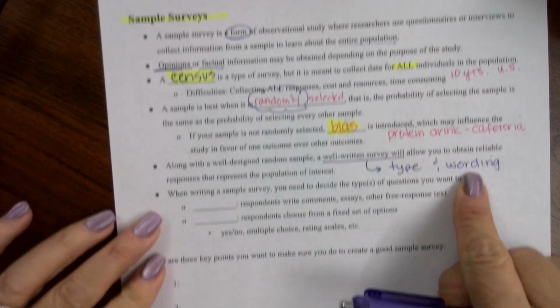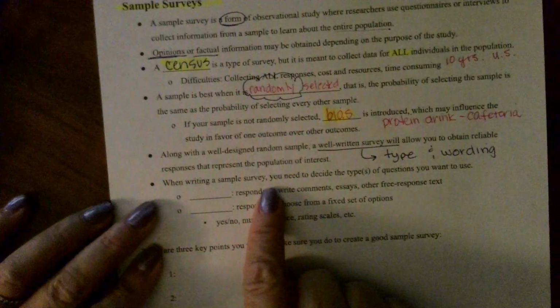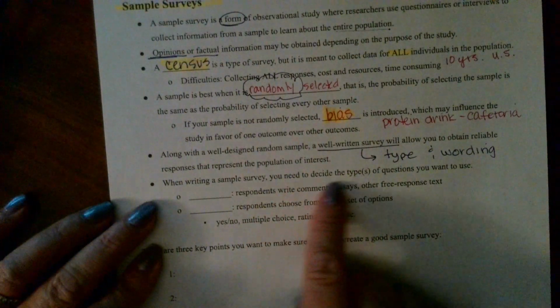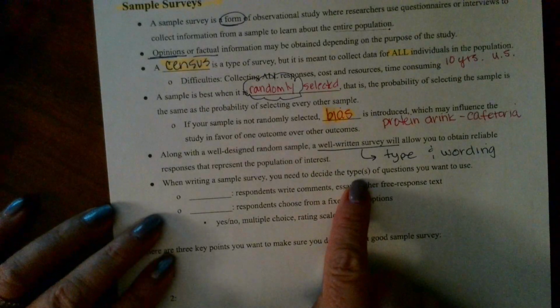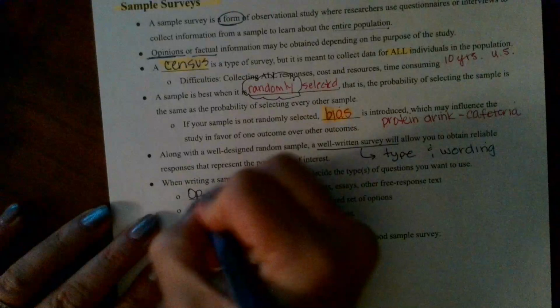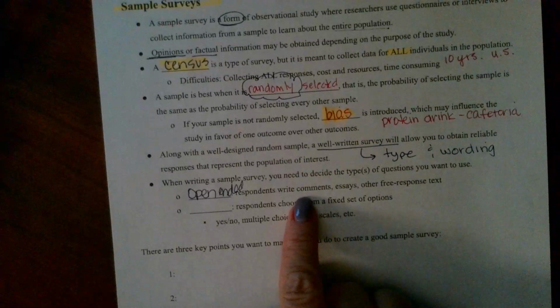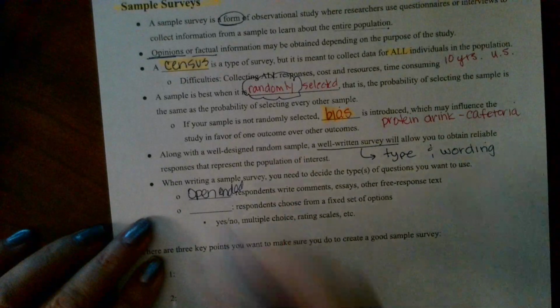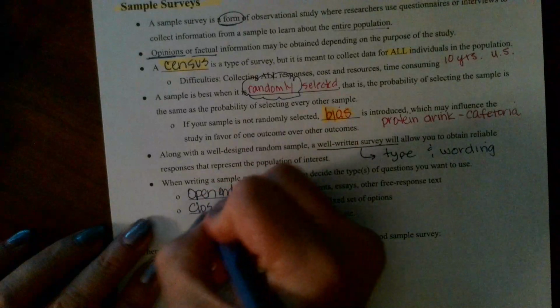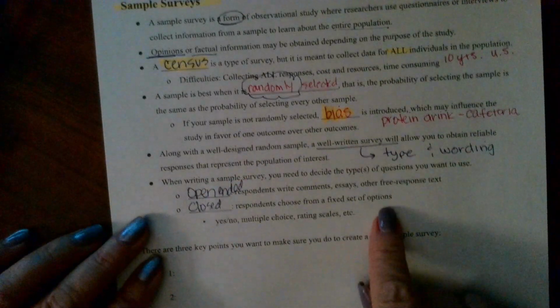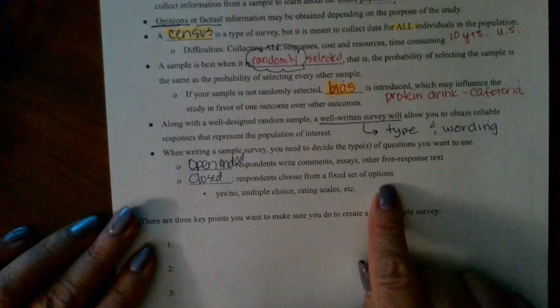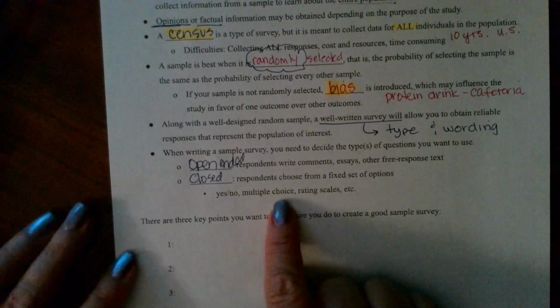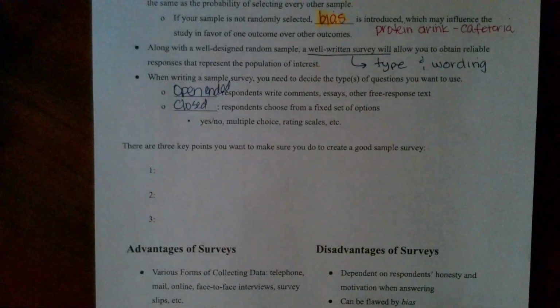Okay? When writing a sample survey, you need to decide the type of questions you want to use. So we could have open-ended, where respondents write comments, essays, or any other type of free response, or we could have closed. These could be yes, no, true, false, multiple choice. So any type of closed yes or no. When we create a survey, we're looking for three specific points on that survey.